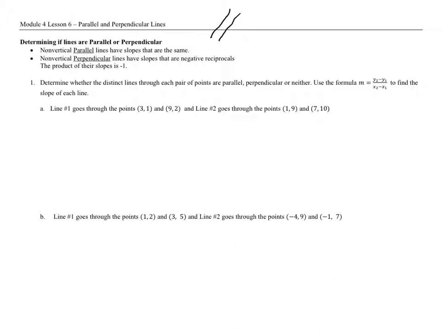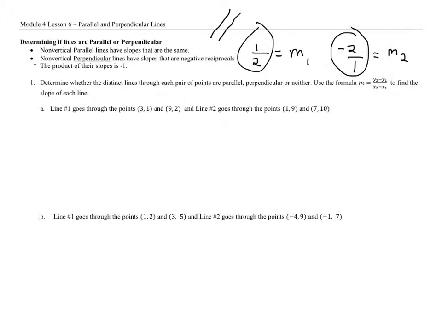Non-vertical perpendicular lines have slopes that are negative reciprocals. For example, if one line has a slope of 1/2, slope of line 1, the other one will have a slope of, we take the reciprocal and negate, -2/1. That'll be the slope of the second line. If I multiply these two values together, I'll get -1, which is why it says the product of their slopes is -1.